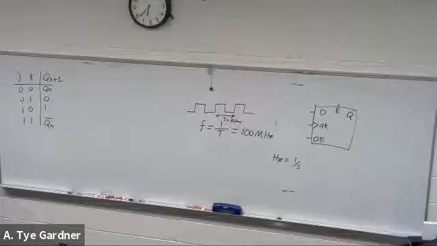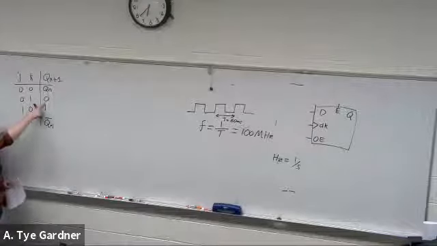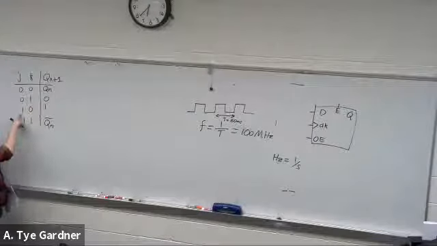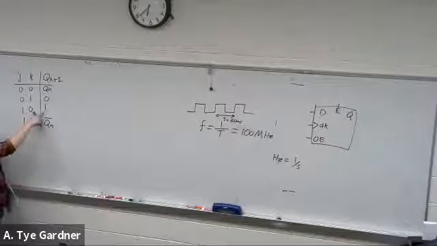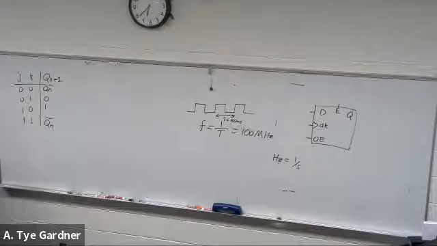K then is functioning as a reset, right? If it's just K, we reset to 0. J functions as set, go to 1. J and K together, not Q. Inverted, flip it, flip-flop, right? That's the JK flip-flop. Very important, very useful.